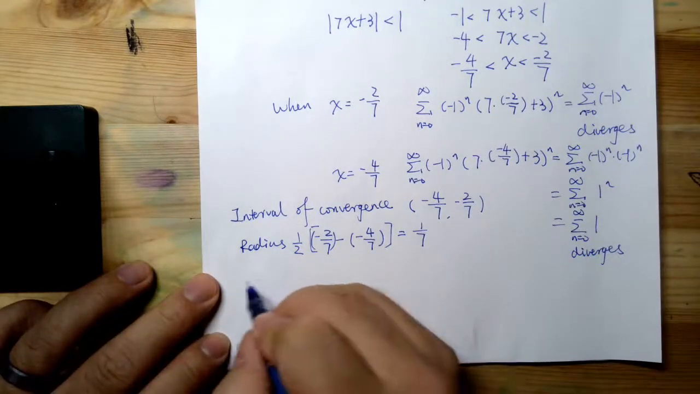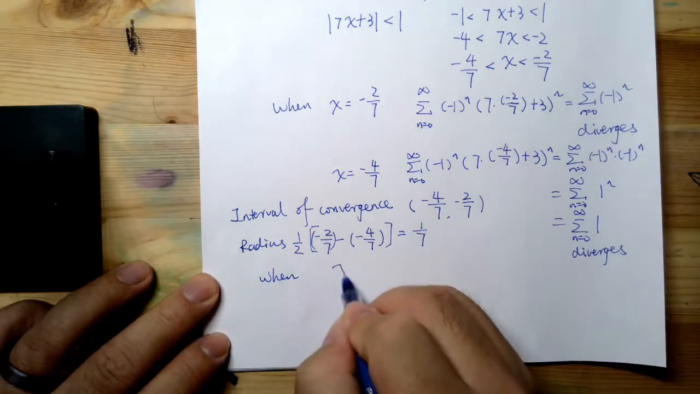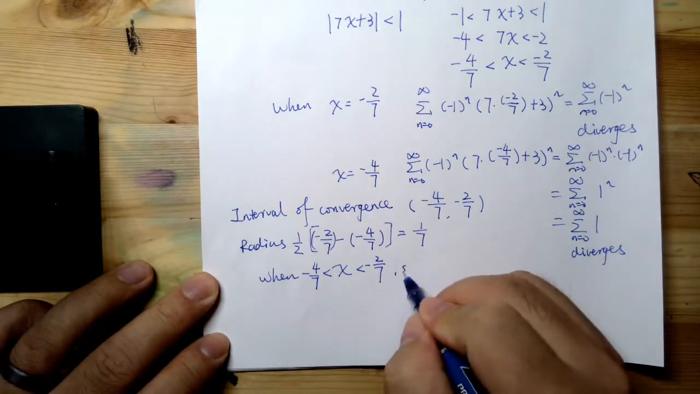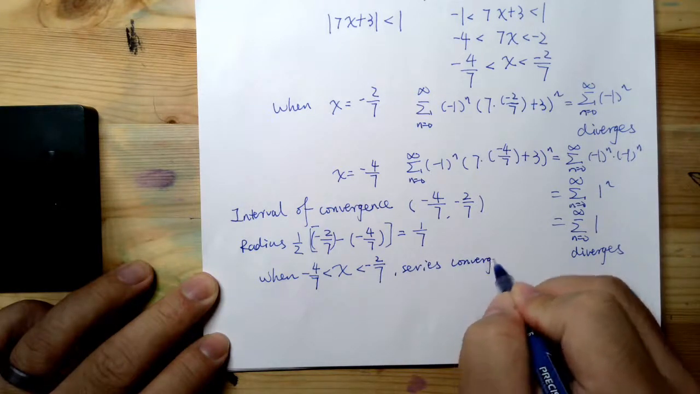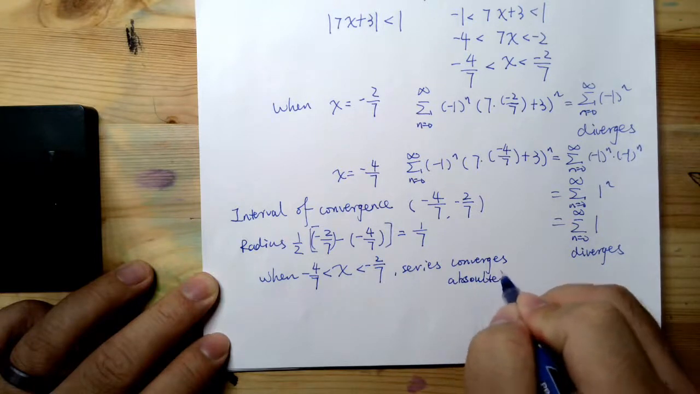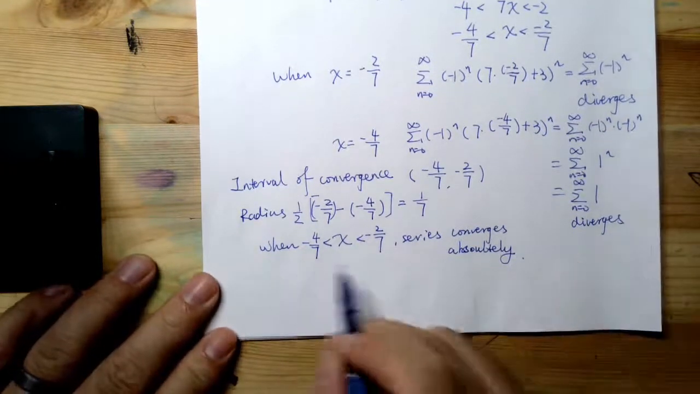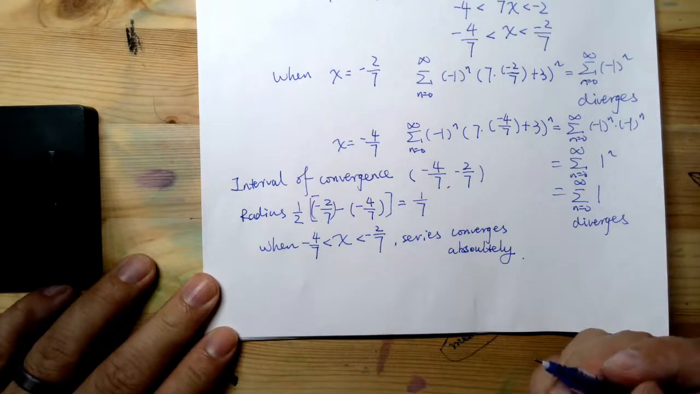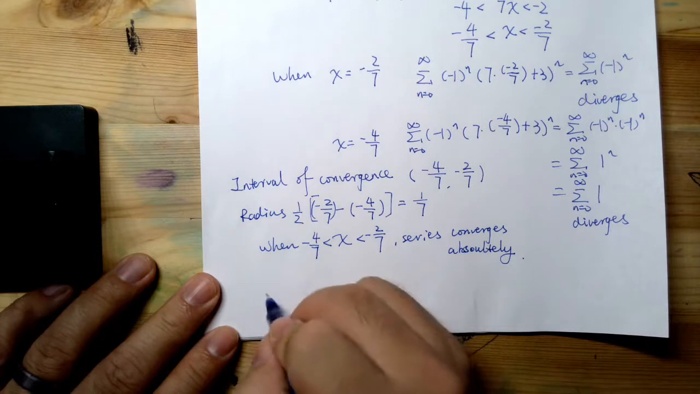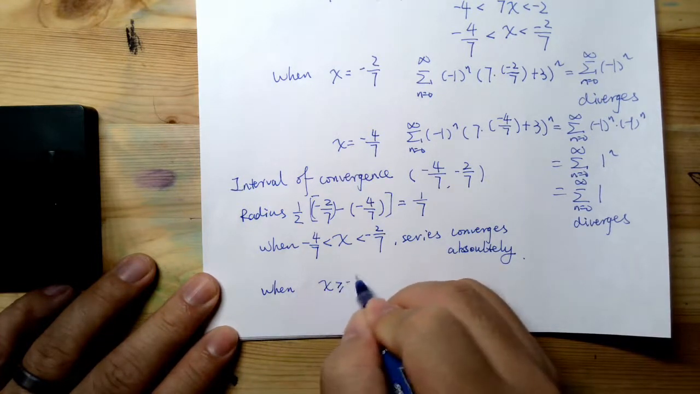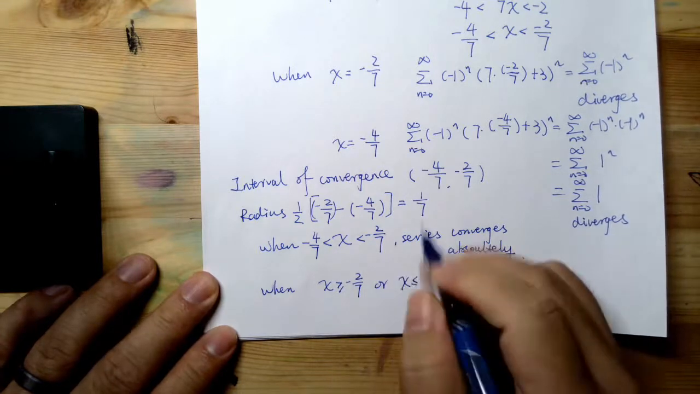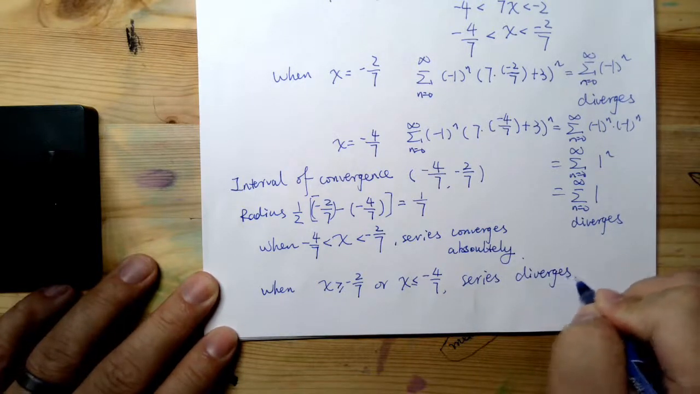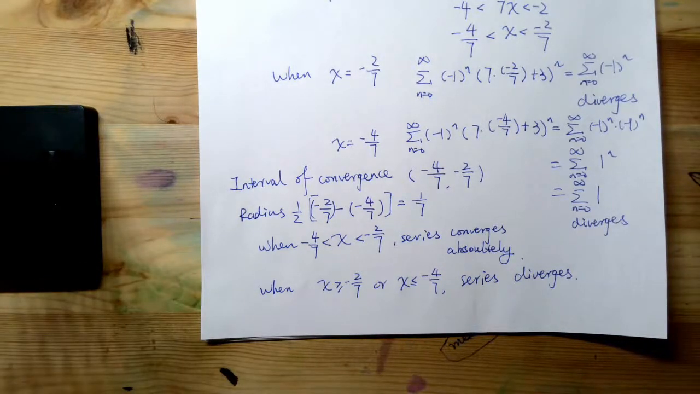And of course, when x is between -4/7 and -2/7, the series converges absolutely. Okay, absolutely. And we also tested that at the endpoints it diverges, so that when x is greater than or equal to -2/7, or x is less than or equal to -4/7, the series diverges. Okay, diverges.